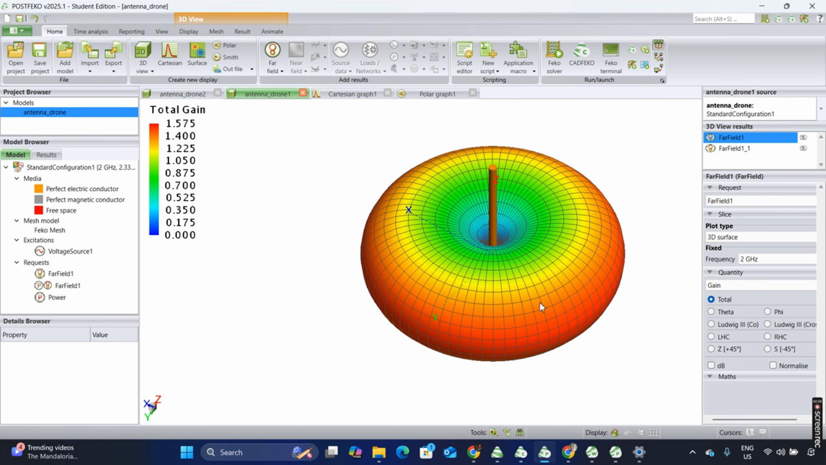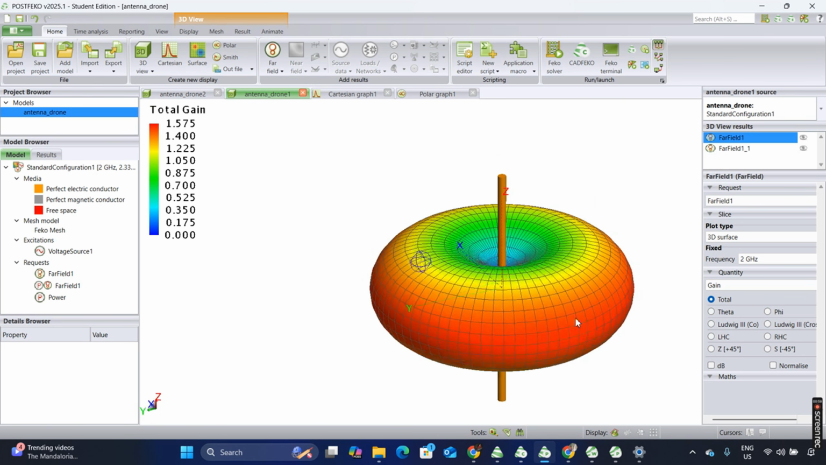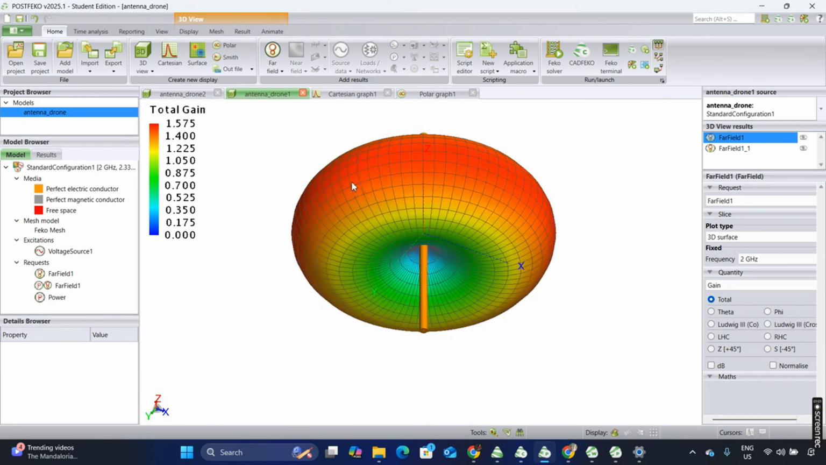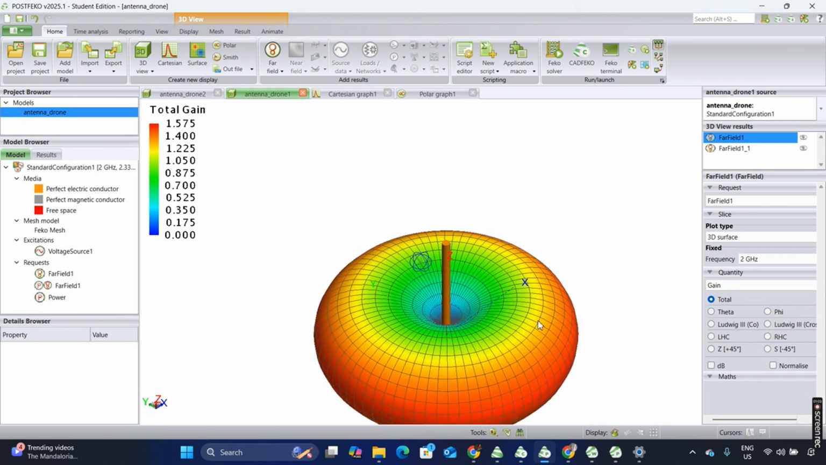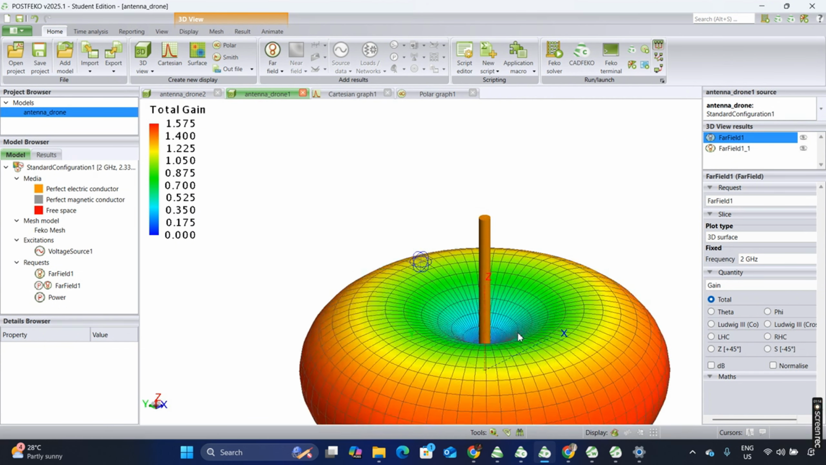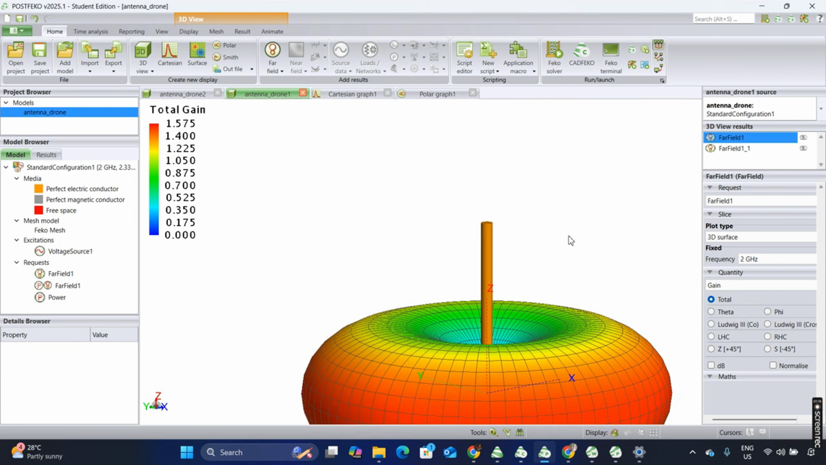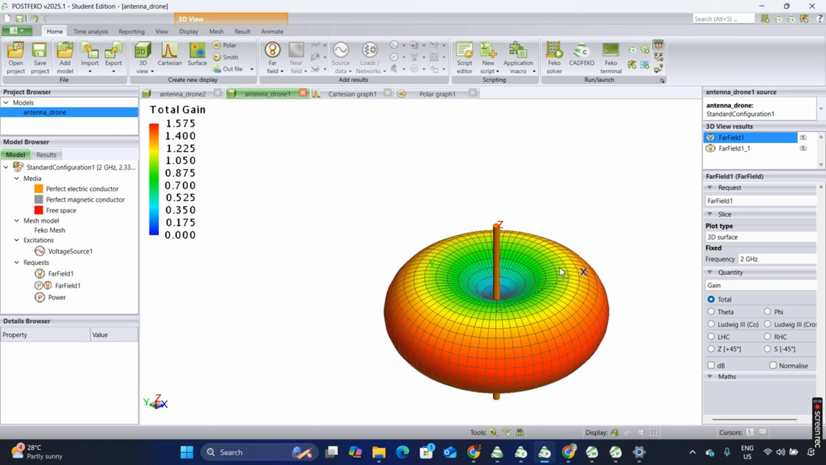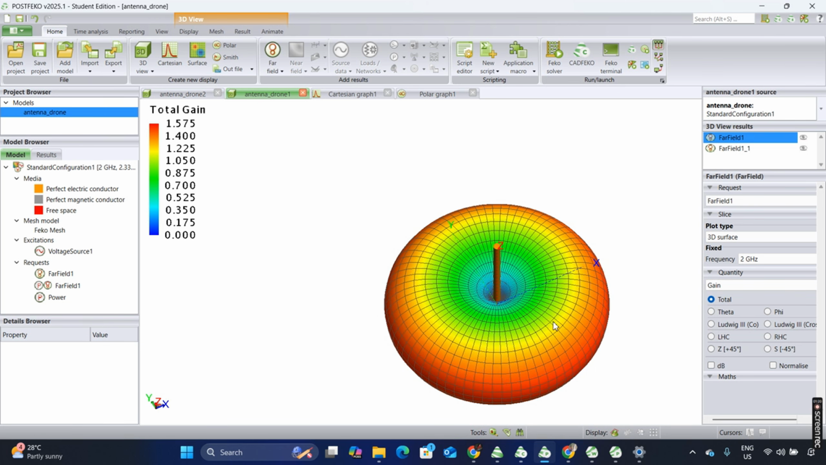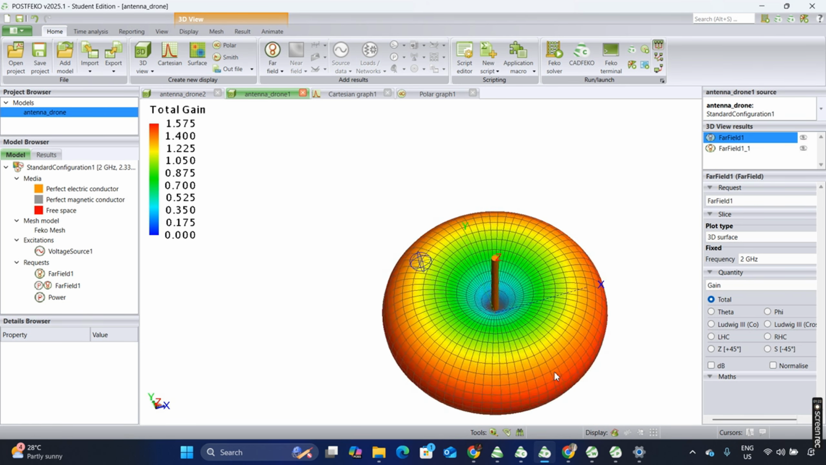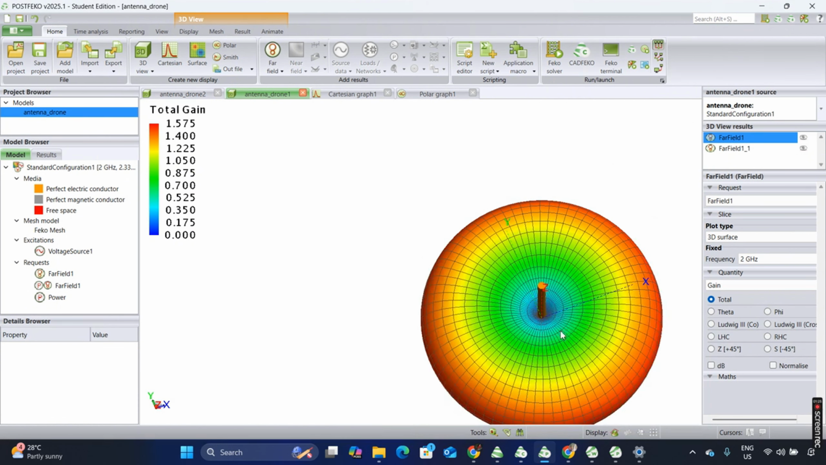As you can see, this is the radiation pattern, and you can see the total gain of the antenna. The antenna gain is the measure of how well an antenna can direct the input power into a specific direction. And you can see that the shape of this pattern is like a torus or a donut shape with a dipole at the center.